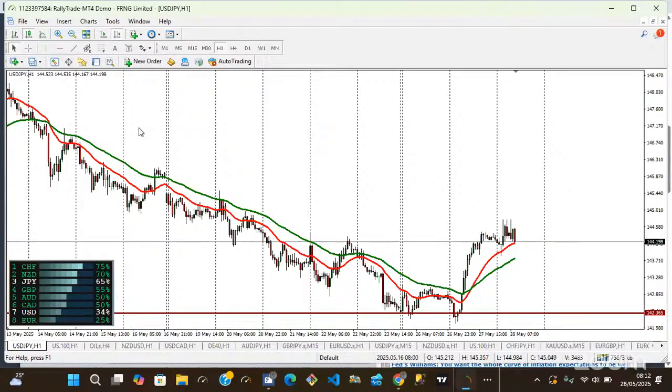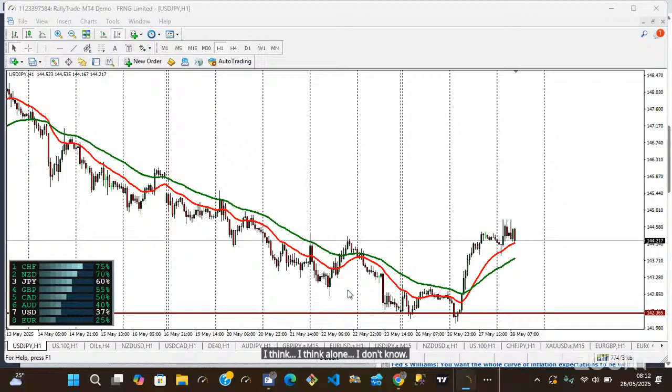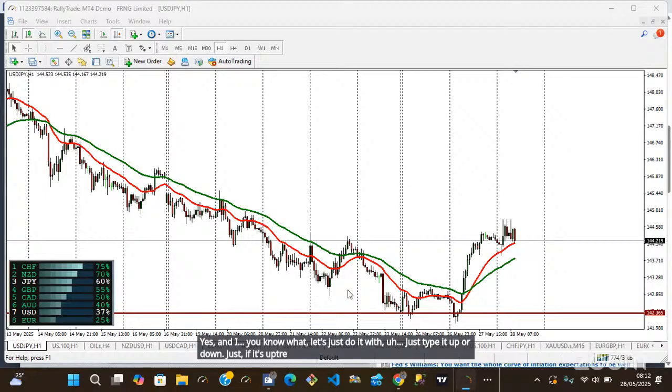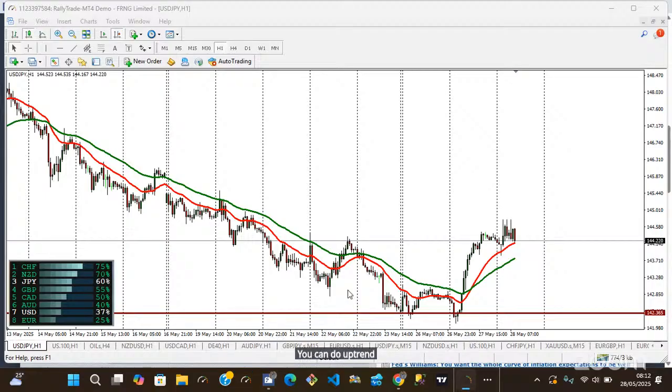Overall uptrend. Okay, that's good. Any other opinion? It's a downtrend, I think it's in a retracement. Any other? Let's just type it: if it's an uptrend, type up; if it's a downtrend, just type down. I would appreciate that.